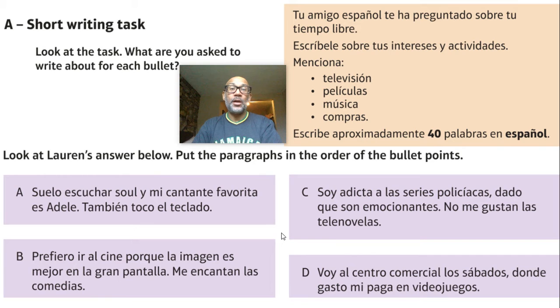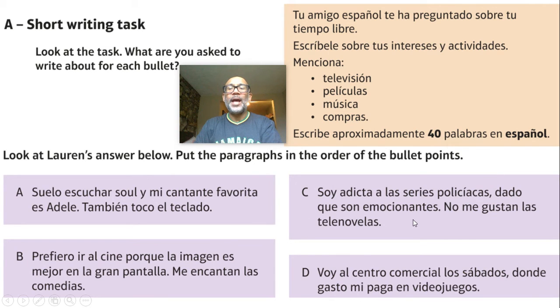Okay, now that we have looked at that, let's just run through the paragraphs together to practice our translation and pronunciation. So you can rewind the video sort of halfway to practice those bits. Okay, let's run through in the order that they appear in the bullet points. So I'll start off with the TV one. Repeat after me. Soy adicta a las series policíacas. I am addicted to police series. So I'm a police series addict.